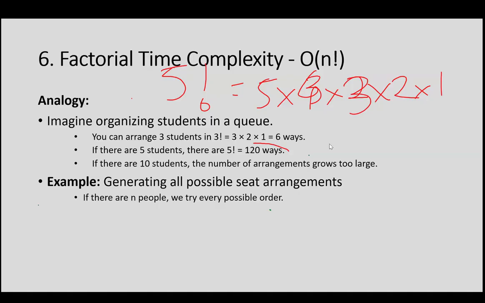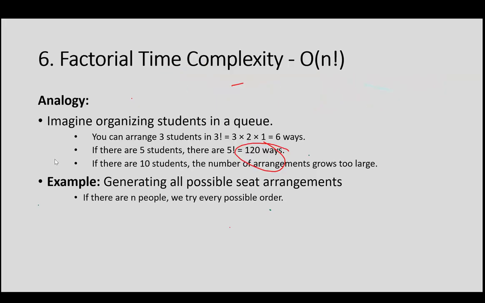So if I say 5 factorial, so if I have 5 elements in which the factorial kind of operations are taking place, then the time complexity we are depicting by using 5 factorial because that many operations are going to take place in order to complete it. So here one example is generating all the possible seat arrangements. If there are n people, we try every possible order. That is one of the analogies and examples for factorial time complexity.